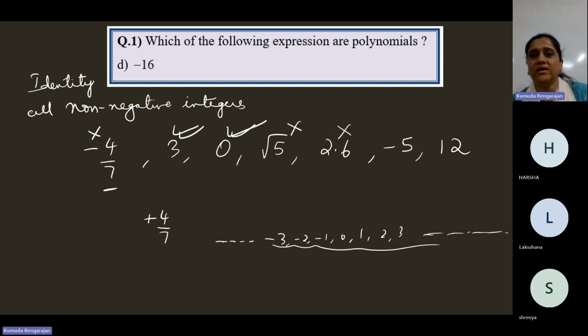What about minus 5? No, because it's negative. What about 12? Yes, because it's non-negative and also it's an integer. So from this list, 3, 0, and 12 are non-negative integers. They're all integers and they're all non-negative.